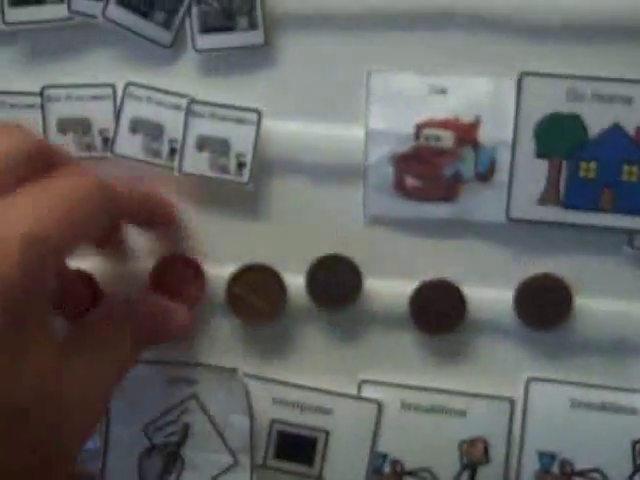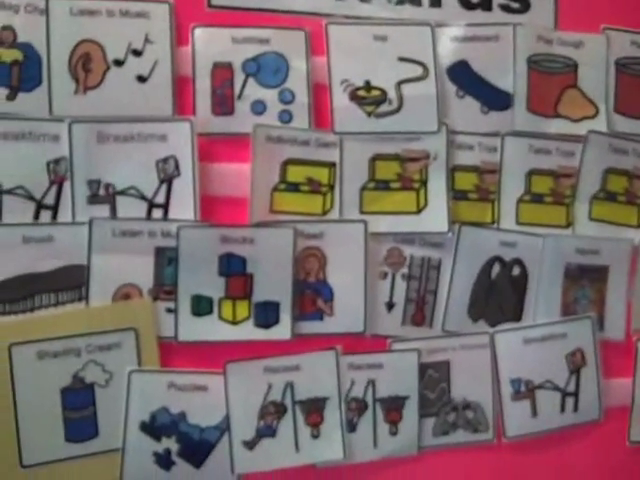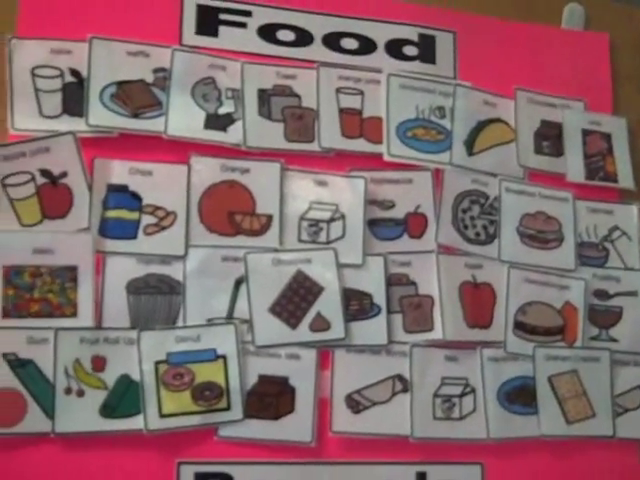I also have coins, so if they want to work for coins. And here's some of my major rewards, like bubbles, Play-Doh, shaving cream, puzzles. And here's some of the main foods that we see in the morning.